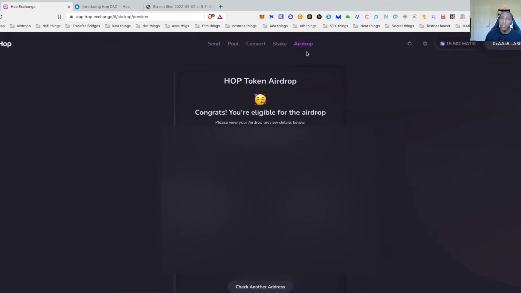They do have the airdrop calculator up now. So once you come to the Hop Exchange, you can just click on the airdrop tab over here. Once your wallet is connected, it will let you know if you qualified or didn't qualify. Once again, the minimum requirement was to have transferred and bridged at least $1,000 to and from any network. So a lot of people in the Discord were like, man, I did $900 and you couldn't allow me to get it. It is what it is, guys. Don't be mad.